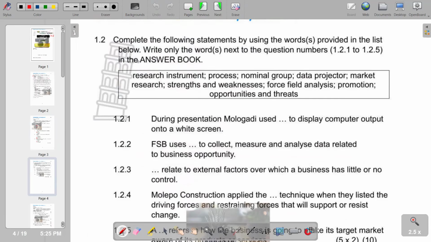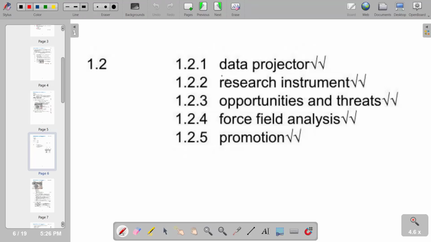We move on to the second part of question 1, which is 1.2, which requires us to complete the following statements by using the word or words provided below. We have different terms that we need to fill in. On the first question, during the presentation, Morogadi uses dash to display computer output onto a white screen. The correct response there is a data projector, which makes it the correct response on 1.2.1. So for 1.2.1, we have data projector.